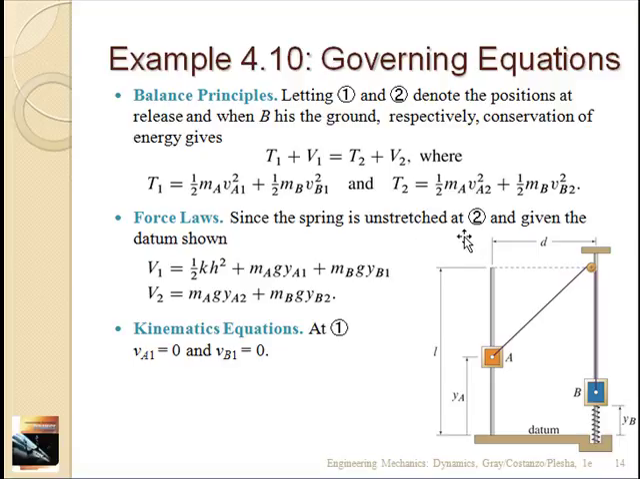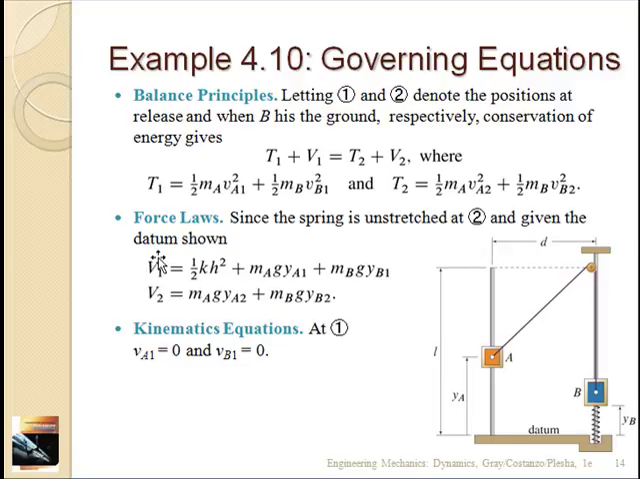The spring is unstretched at point 2, right? So we assume that when B gets to the bottom of this thing, it's in an unstretched position. So the final potential energy in the spring is 0. It's unstretched. All right. We take our datum to be here for the potential energy due to gravity.